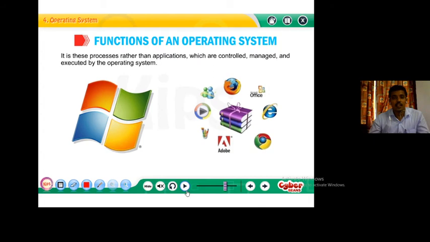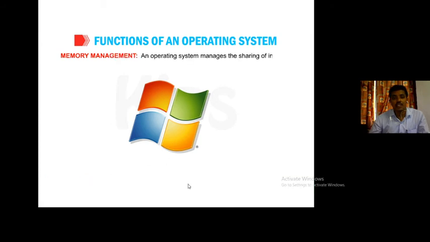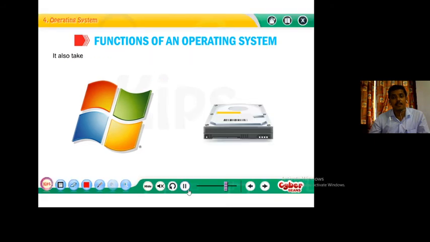So it is not only executing the process but also the applications which are being controlled, managed, and executed by the operating system. Okay. So memory management is very important. An operating system manages the sharing of the internal memory among the multiple applications. All internal memory is being used by the multiple applications.